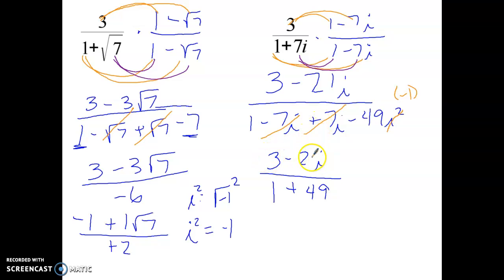In the numerator, still nothing to simplify, no like terms. And in the denominator, 1 plus 49 is 50. And then you want to analyze 3, 2, and 50. Is there anything that will divide into all 3 of those besides 1? And the answer is no, so we are finished. That is our final simplified answer. Notice we have rationalized because there's no i in the denominator anymore.